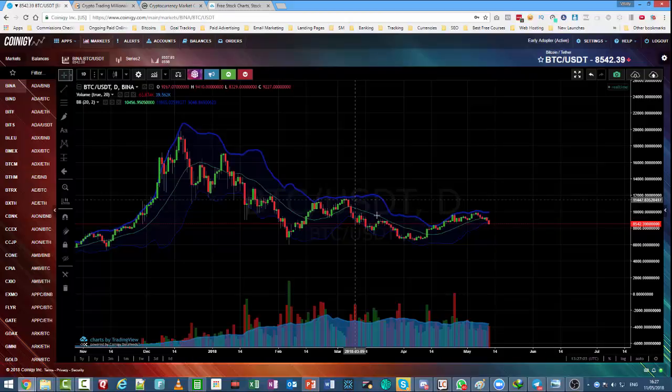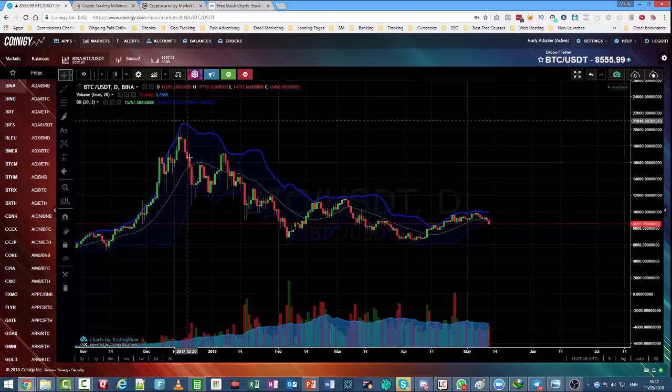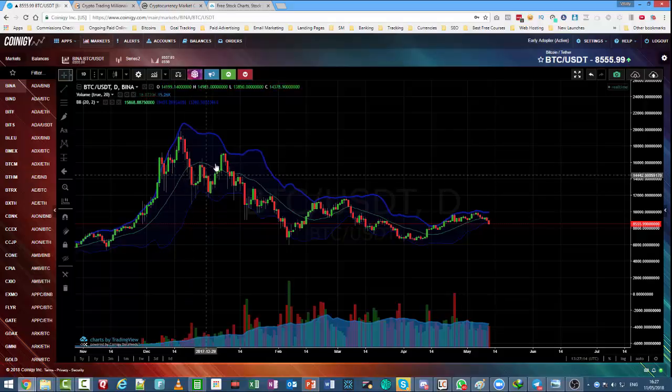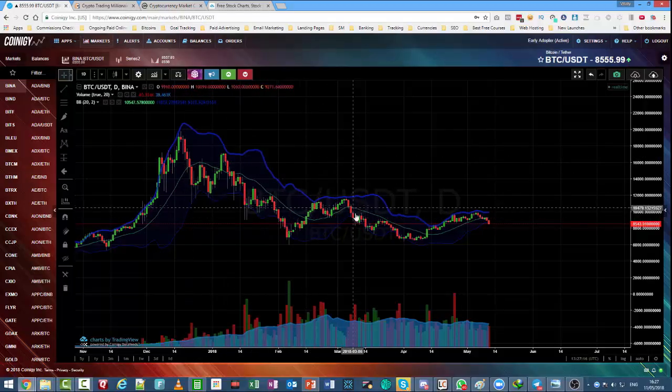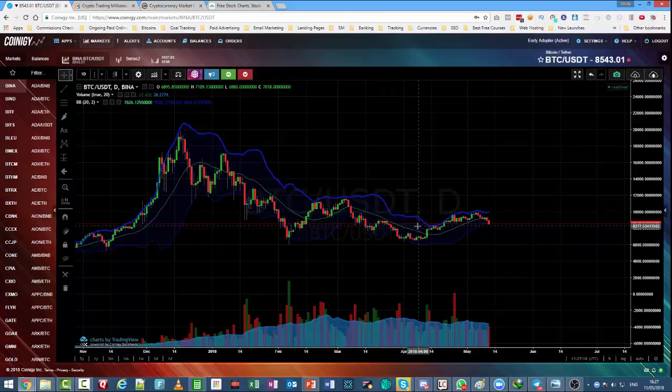So this is what the Bollinger Bands show you. There was a lot of volatility right here, and it became a little bit less volatile down the line, and now it's not that much volatility. It's maybe like $1,000 plus or minus. So that's the Bollinger Bands.